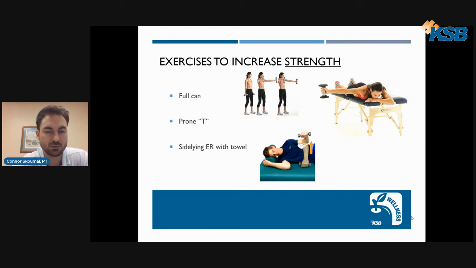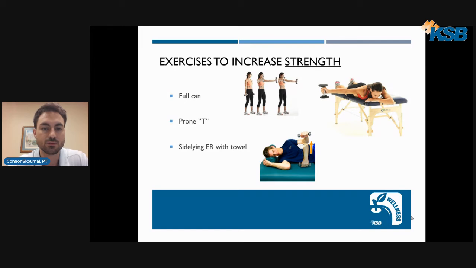She's got weights in this picture. You don't need weights. You can use a soup can, things like that to give you some resistance. Just make sure you don't shrug your shoulders up. You want to stay with your shoulders drawn back a little bit. This is really good for strengthening the supraspinatus, that tendon that comes through the subacromial space. We need that strong, and this has been found through research to be a really good exercise for that.